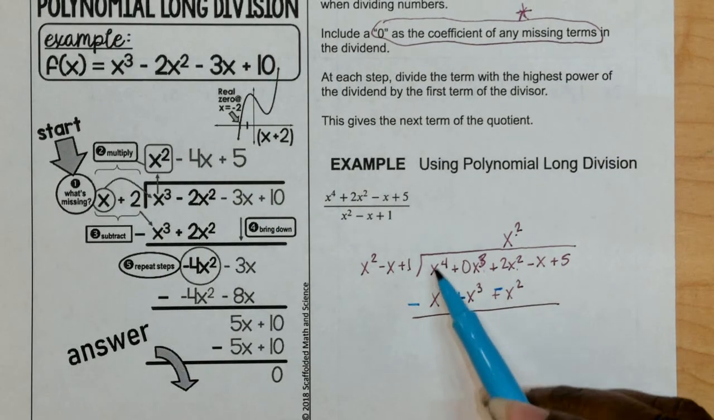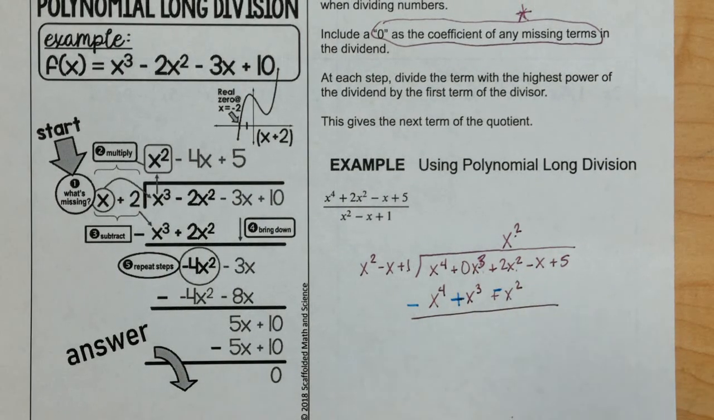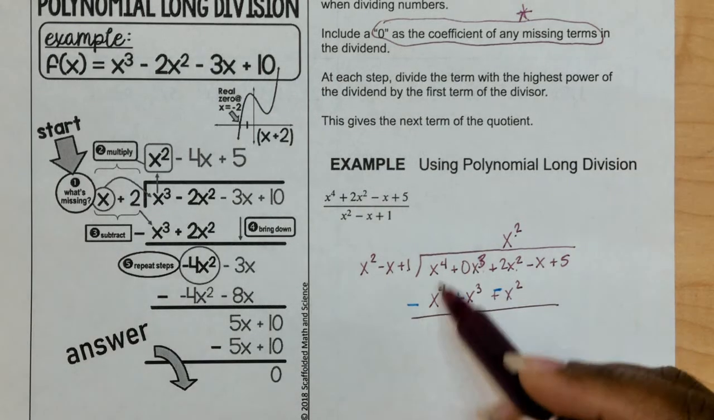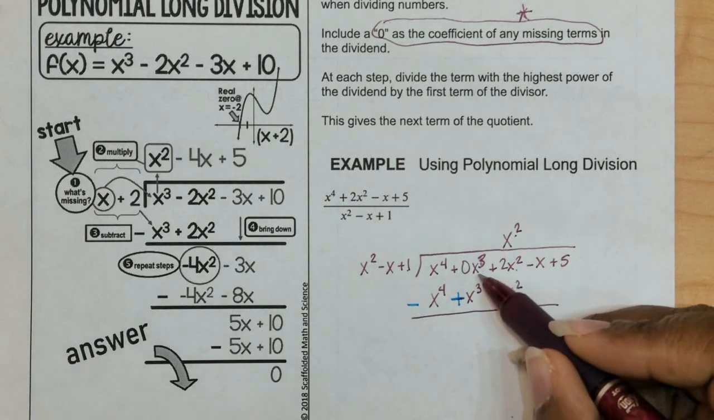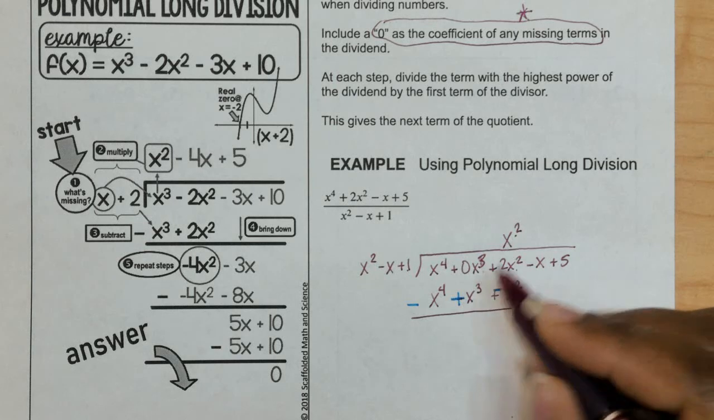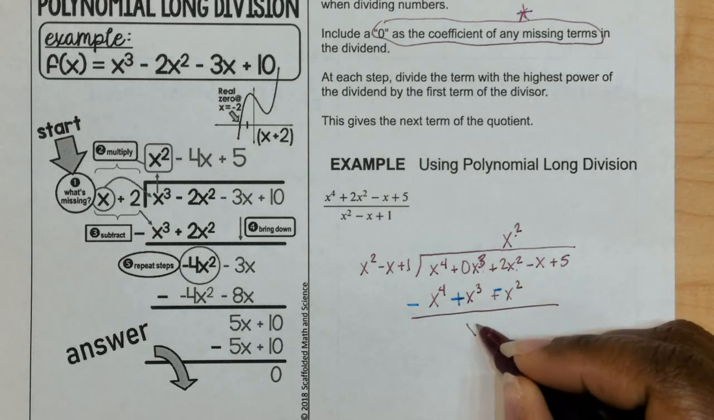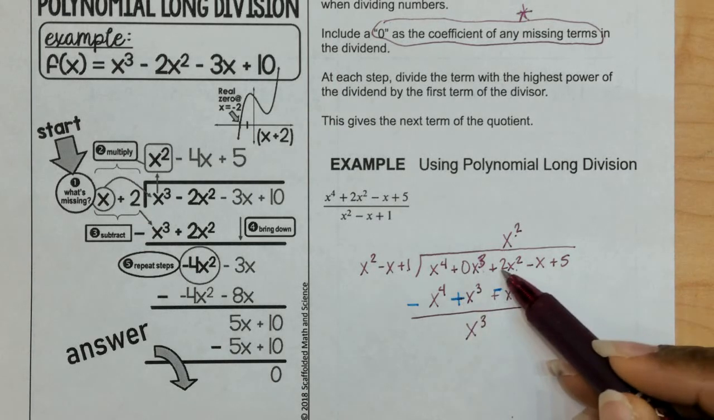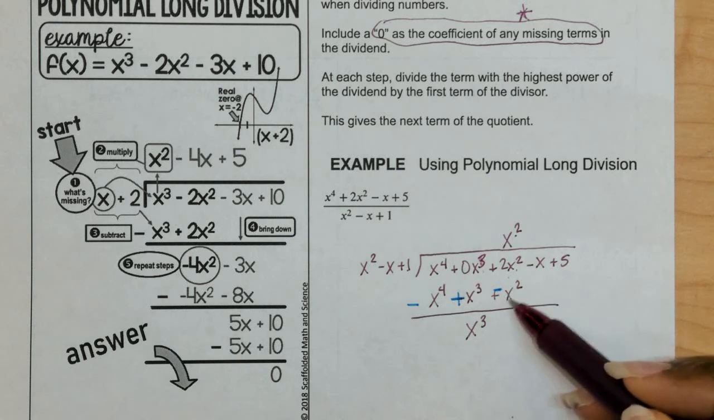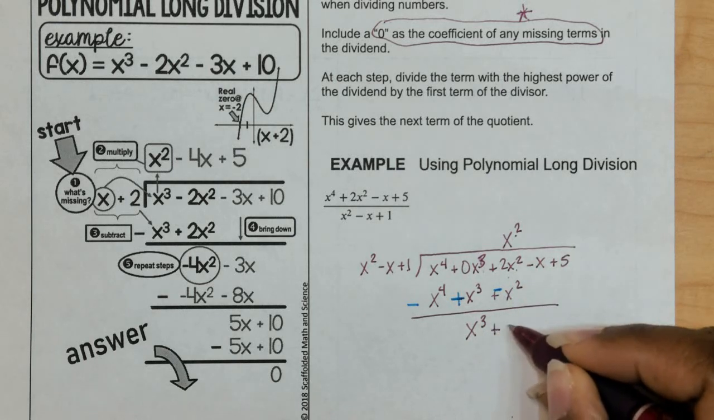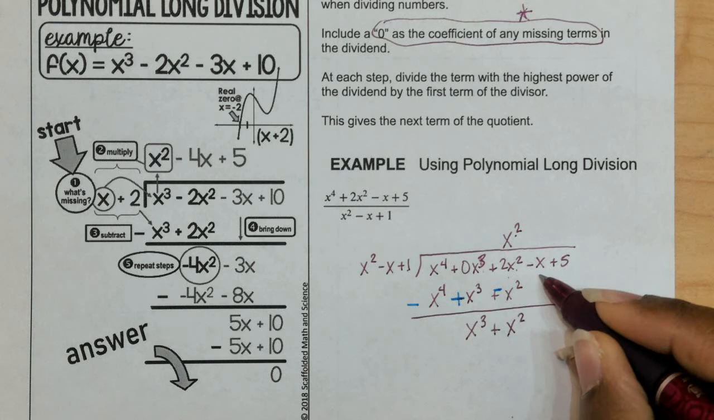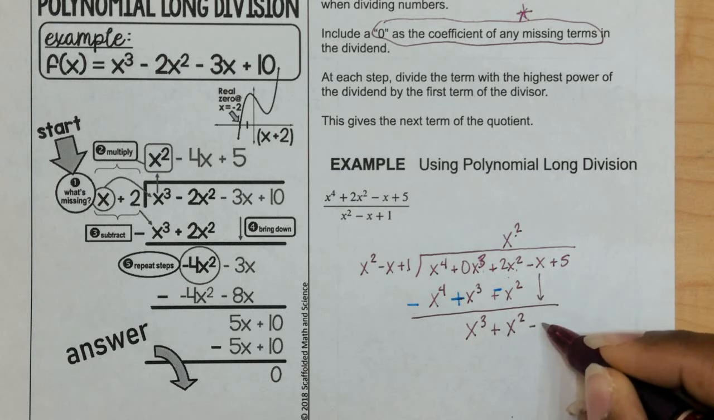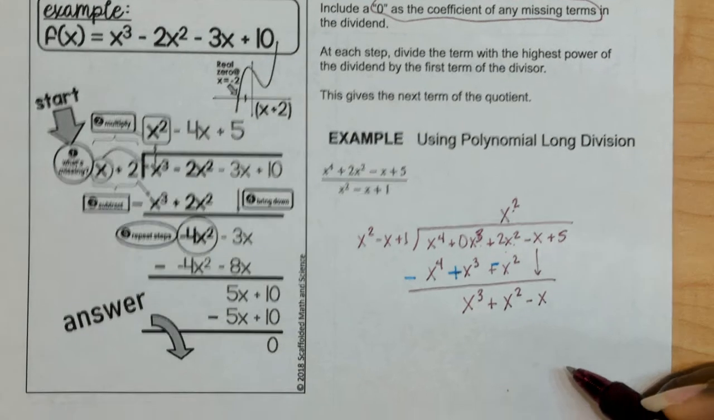Okay? Now, let's add straight down. When we add, this goes away, as it should. 0x to the third plus x to the third is just 1x to the third. Here, 2x to the second minus x to the second is just 1x to the second. And then we bring this term down. And now we repeat the process.